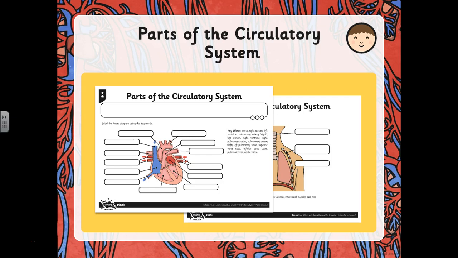Parts of the circulatory system. In class, with your teachers, you're going to further explore parts of the circulatory system. What are the key parts you can remember from this video? What are the functions of the heart and the lungs?